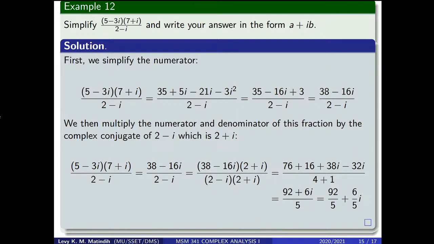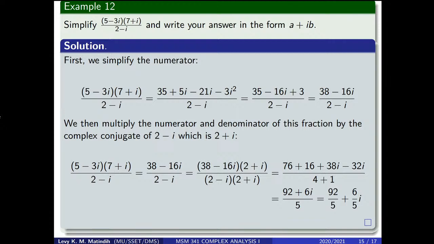So there is this example number 12, which is a combination of division and multiplication. In this case, they are saying, you simplify this complex number, which is 5 minus 3i multiplied by 7 plus i, divided by 2 minus i, and write your answer in the form a plus ib. So you simplify this complex number to its simplest form, and then you write your answer in standard form.